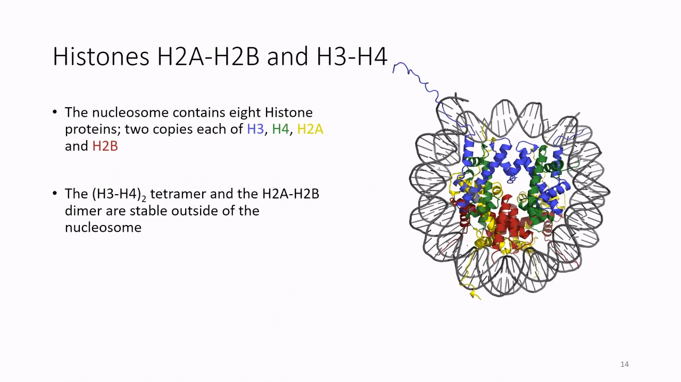Let me give you a little bit of background about the histones. Histones are basic proteins that make up the core of the nucleosome. There are two copies of H3 H4, shown in blue and green, and two copies of H2A and H2B, shown in yellow and red. Together they form an octamer, and DNA wraps around this octamer, forming the nucleosome.